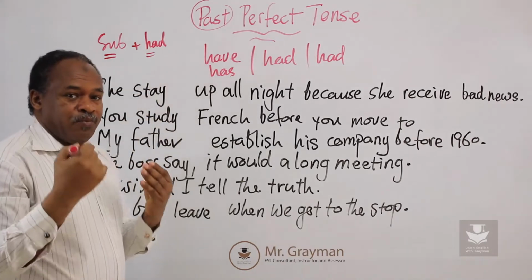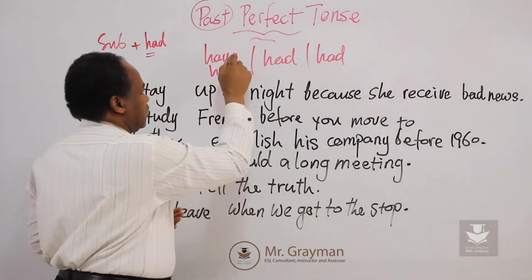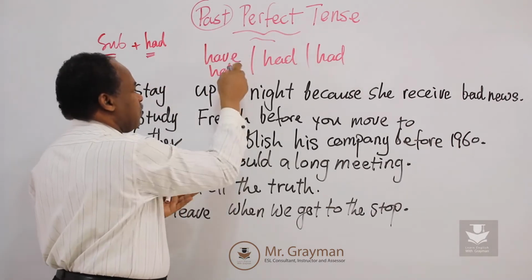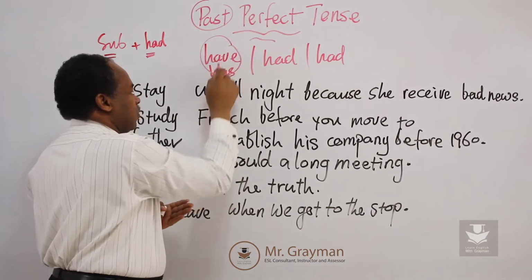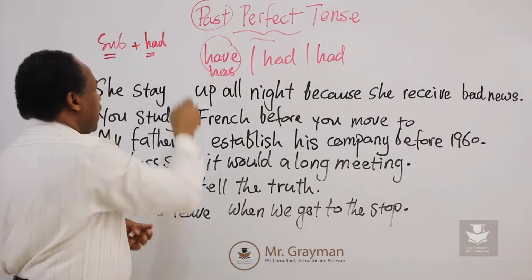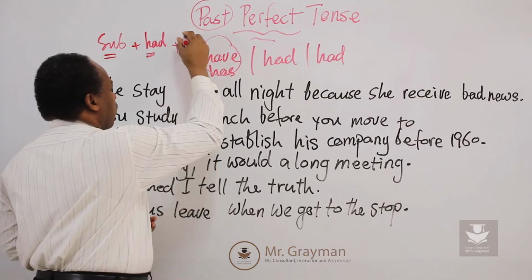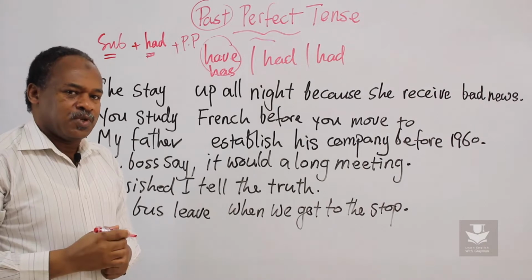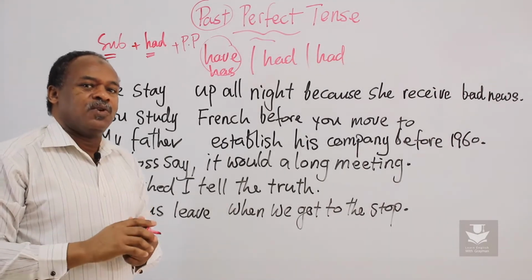Whenever we talk about perfect, we need one of these. If it is past perfect, we need had. If it is present perfect, we need have or has. Is that clear? Okay. Then plus this, what do we need? We need the past participle. What is the past participle? I'm just going to remind you.